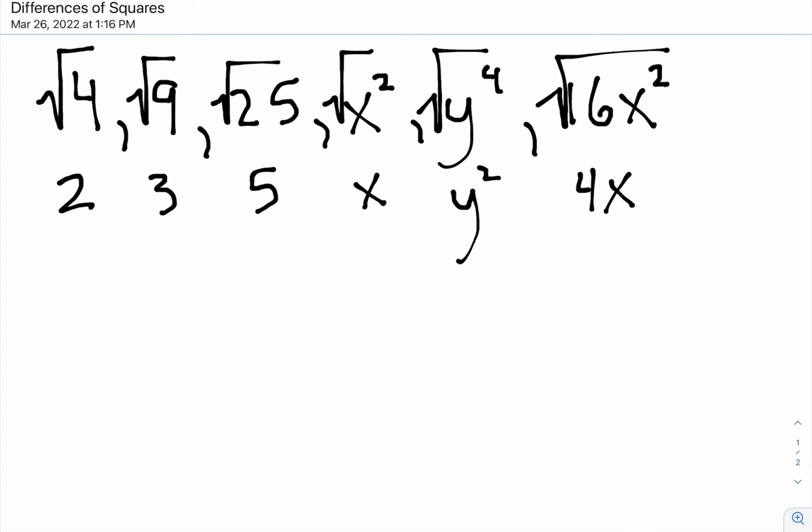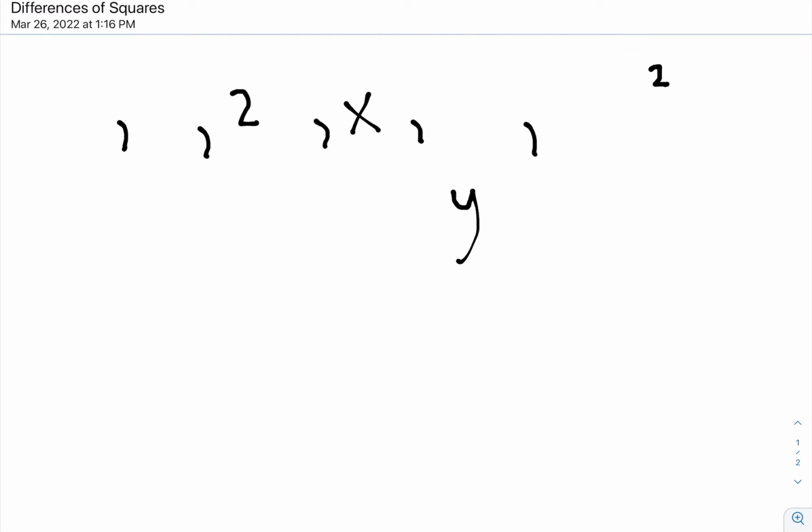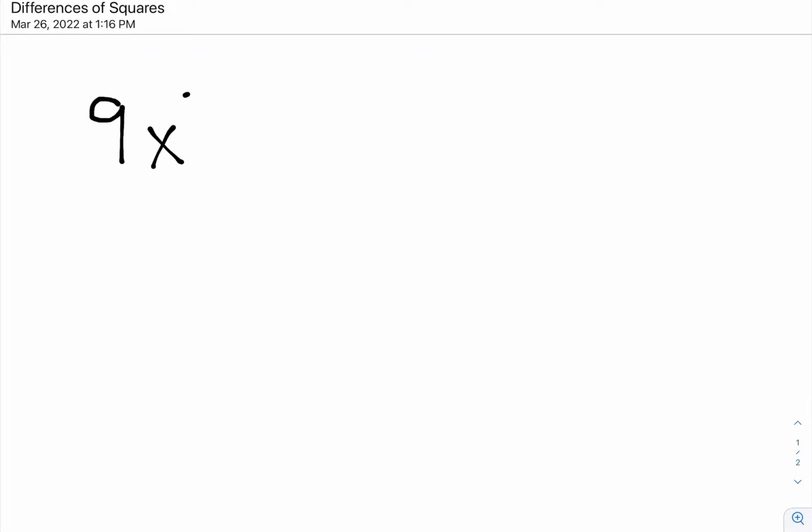So these are perfect squares because we can square root them and we're going to get whole numbers or whole variables. So differences of squares is only dealing with perfect squares. You can only use this factoring method if you have two perfect squares that are subtracting from each other. So, for example, a difference of squares would be 9x squared, right, minus 4.